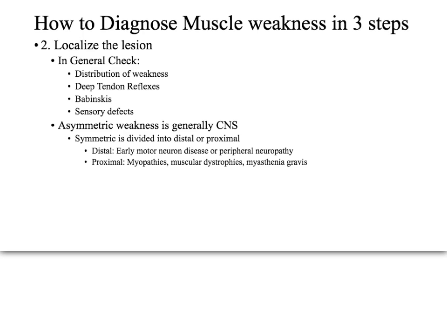If you have something like asymmetric weakness, that's typically going to be within the CNS. Things like stroke can cause that. If, on the other hand, it's symmetric, then you divide that into, is it distal or is it proximal, and then you look at the distribution of that as well. With distal, some big categories are motor neuron disease or peripheral neuropathy. With proximal, you look at myopathies, muscular dystrophies, and myasthenia gravis. We'll go over all of these and talk about the pathophysiology in a moment.